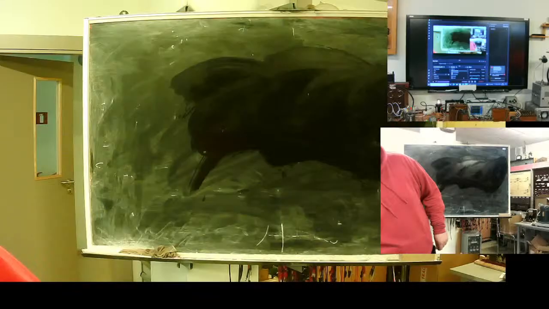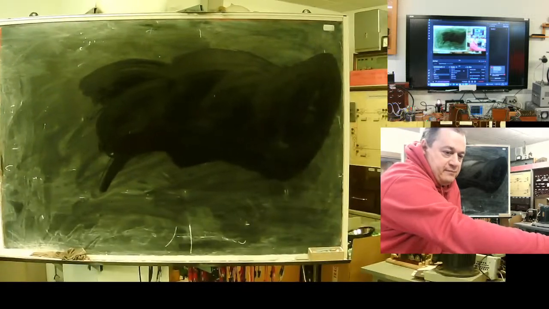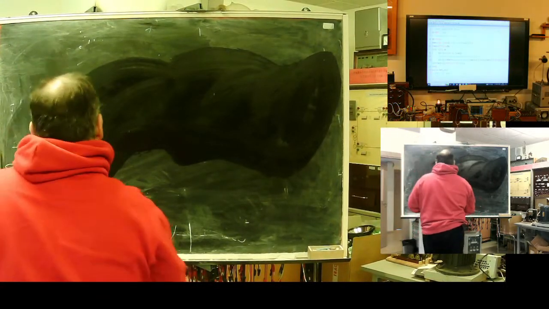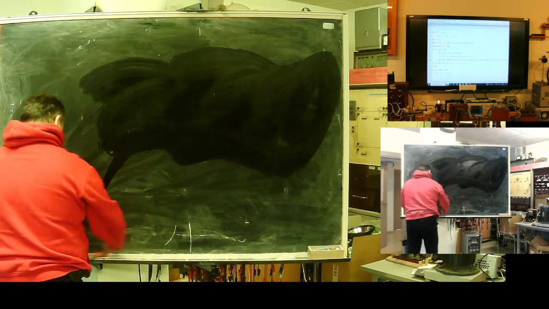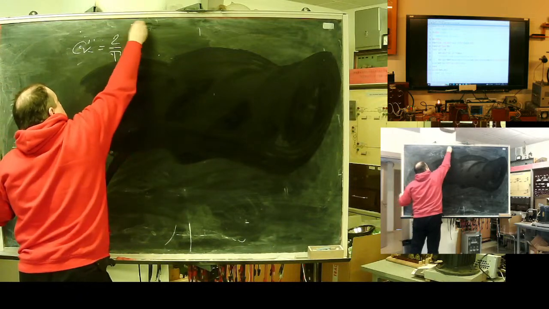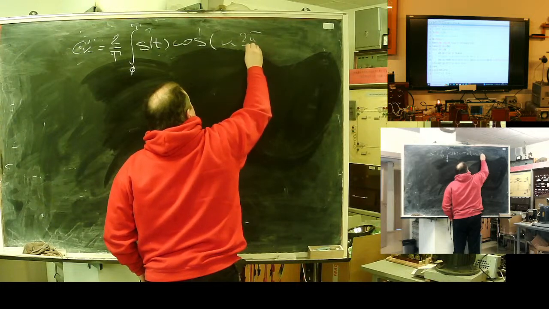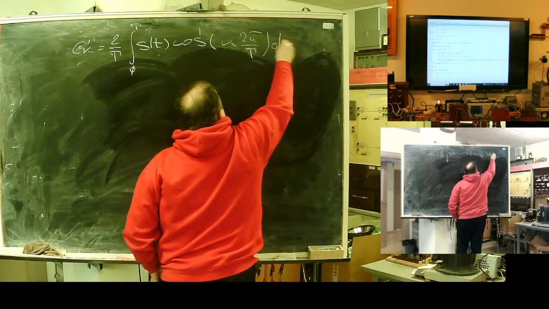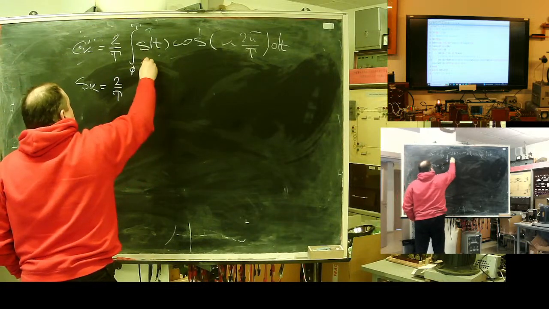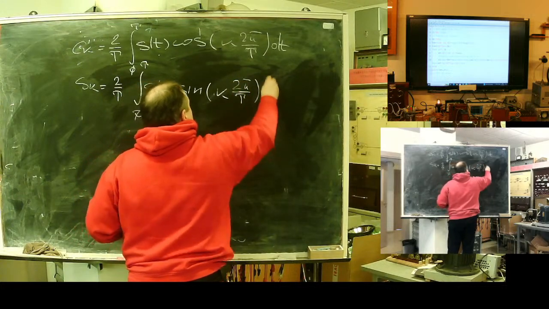What's the idea? Basic math for the Fourier transform: Ck can be calculated as 2 divided by the period, integrating from 0 to the period, my signal times cosine of 2 pi k t divided by the period, dt. And the sine factor can be found as 2 divided by the period, integrating from 0 to the period, my signal times sine of 2 pi k t divided by the period, dt.